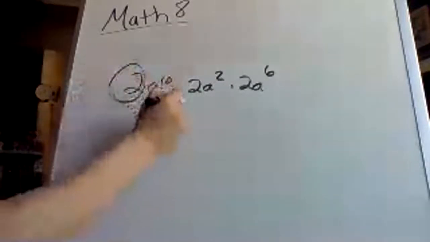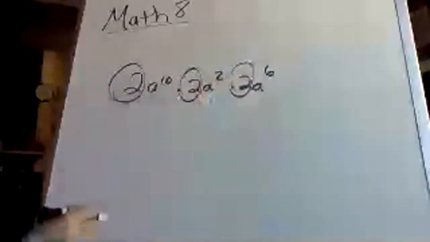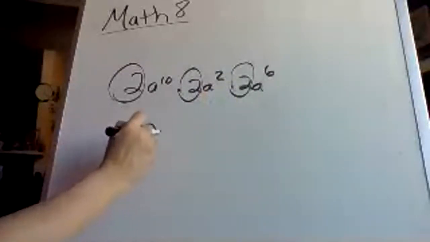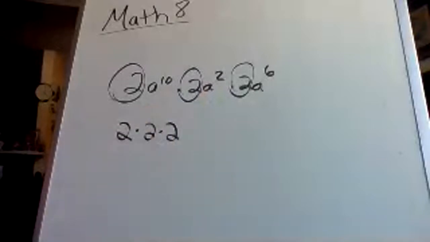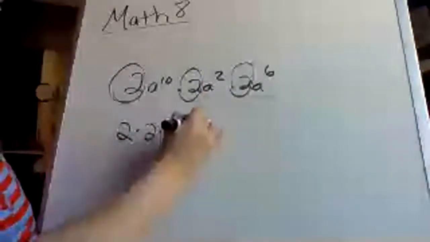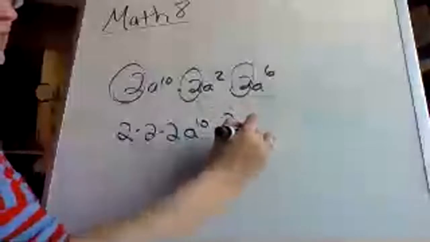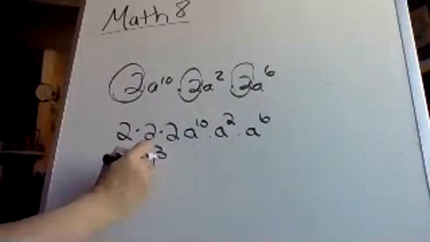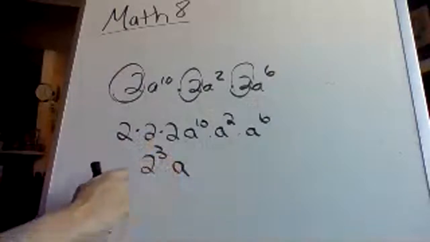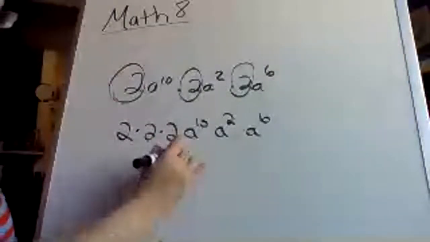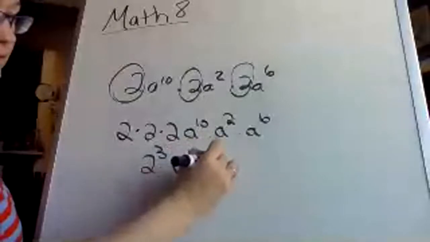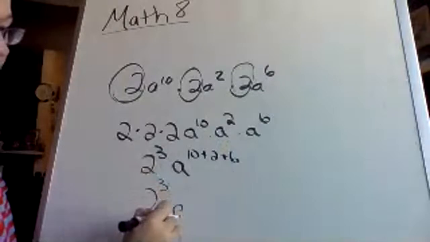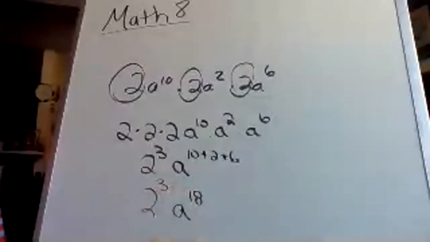So again, like I said before, I like to circle those and write them out front. And I have 3 of those. Then I have a to the 10th times a squared times a to the 6th. Now you are correct, Lindsay. That could be 2 to the 3rd power. And so this would be 2 to the 3rd power, a to the 18th.